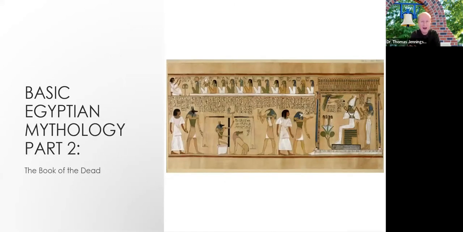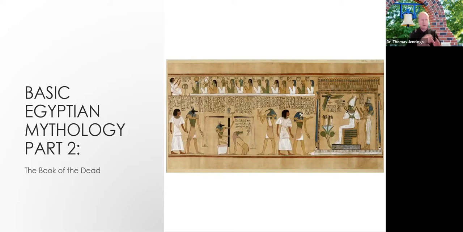How do you get to the afterlife if you're a normal person? Well, you need the Book of the Dead. So, as I said, the journey to the afterlife is fraught with peril. There are 9 dangerous challenges that you have to pass to get into heaven. And here we have a copy of the Book of the Dead. You could have it painted on your coffin. It could be in a scroll in your coffin. It could be painted on your tomb, but you needed to have this roadmap to get to the afterlife. And what we see here is the final trial.